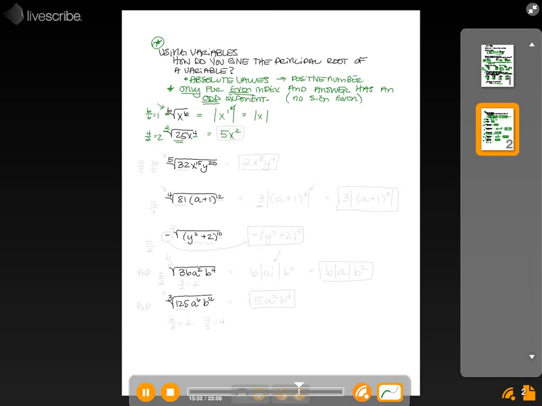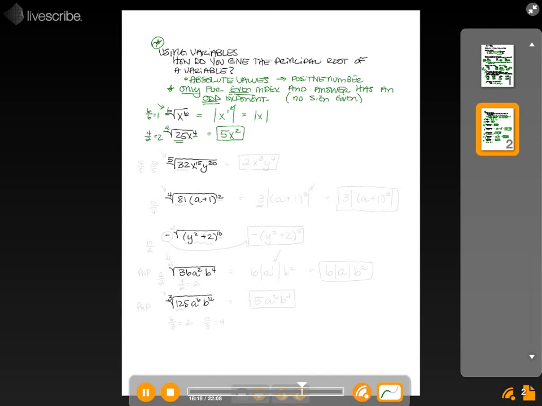Now we did have an even index. Okay, so we have to check and see if we need absolute values. We don't, because our exponent is an even number. It's 2. So this is the answer to the problem, 5x squared. Since it's an even exponent on our answer, no need for absolute values, because whatever number x is, it is always going to be positive when we square it. Let's look at the next one.